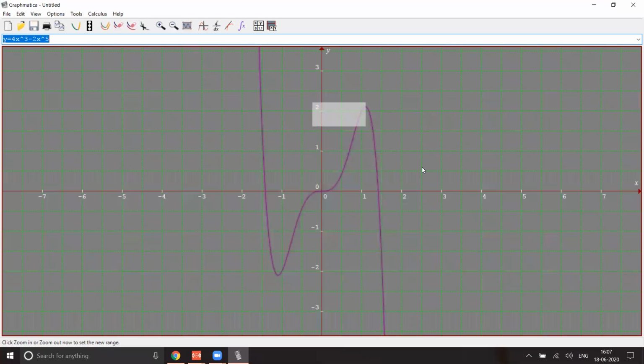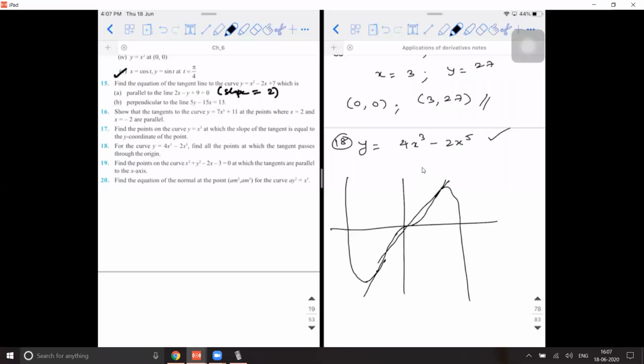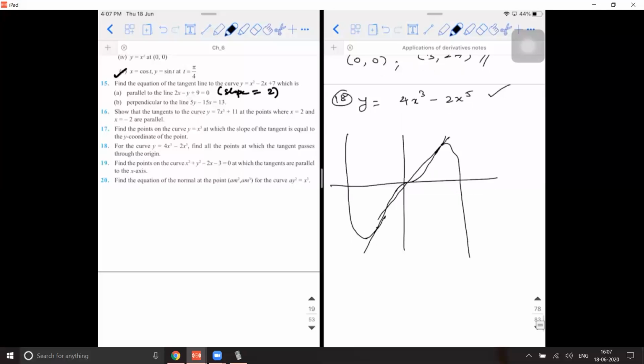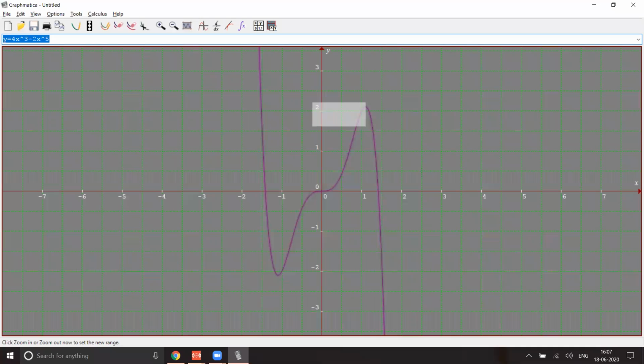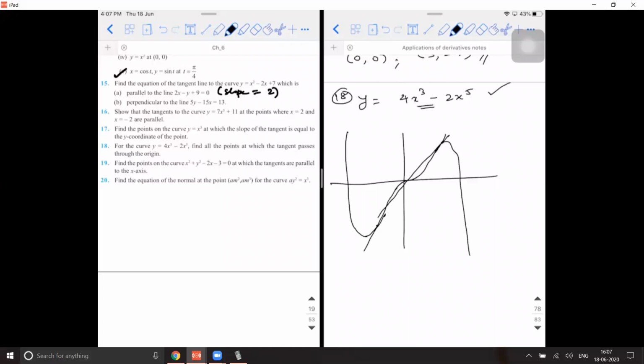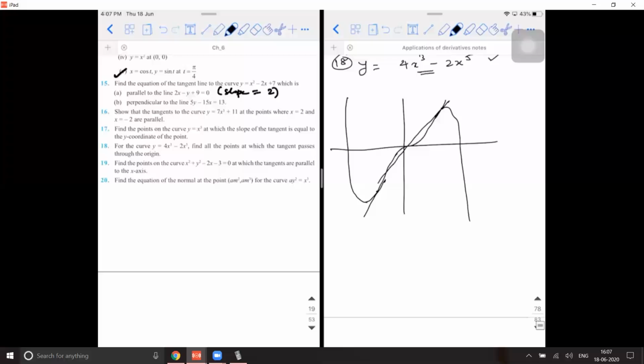What they are asking is, you can draw many tangents at many points. Maybe I can draw it here. If I draw a tangent, I need to ensure that the tangent is passing through the origin. So how many such points are possible? That is what the question is. Read the question carefully. For the curve y is equal to 4x cube minus 2x power 5, find all the points at which the tangent passes through origin. First remember one thing, this curve itself passes through origin, because it does not have a constant. So how do I find the points at which the tangent passes through the origin?